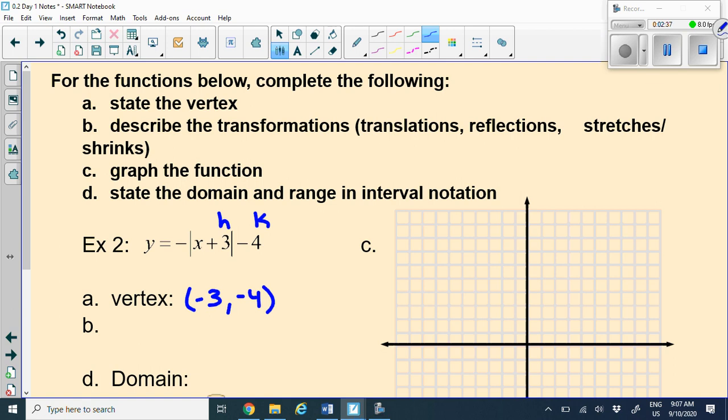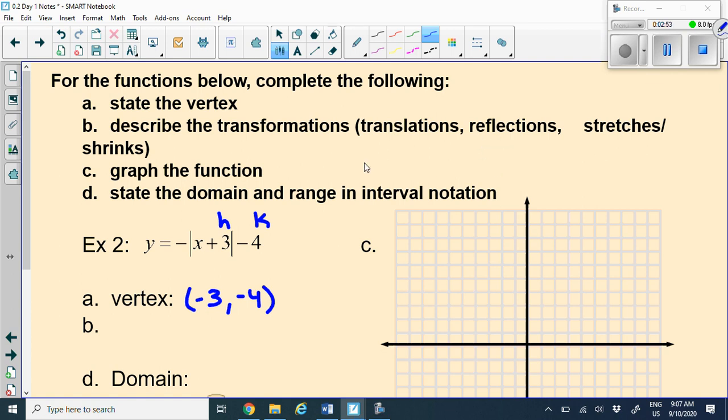Okay. Now these describe the transformation. So notice the words we use. We're going to have to use translations, reflections, stretches, shrinks. Okay. Now, when we do this, order kind of matters. So we actually want to start with reflections if there are any.